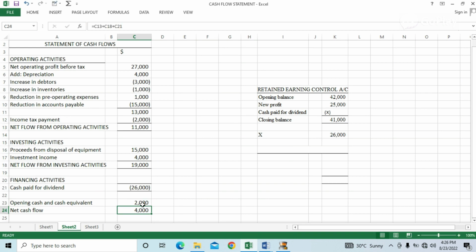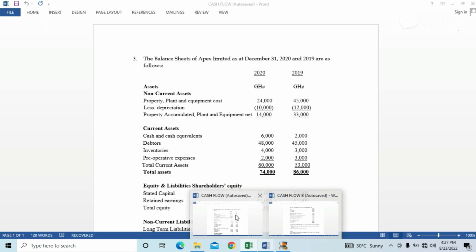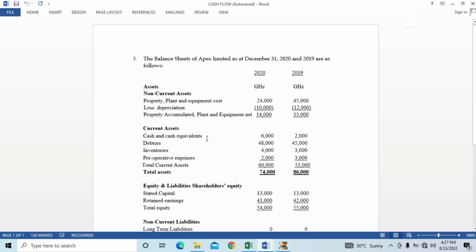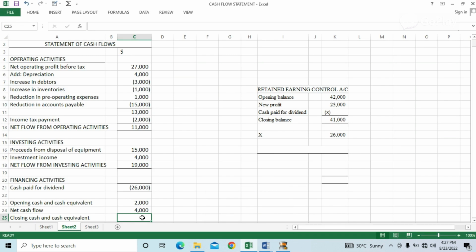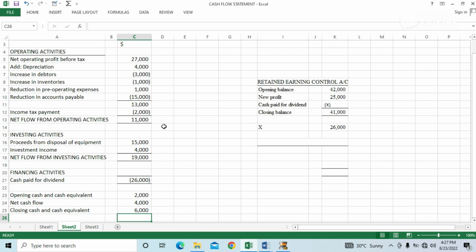So we are trying to see if we do everything and then add it, whether we will get the closing cash and cash equivalent. So let's check how much was the closing cash and cash equivalent for the year 2020 in the current assets. Okay, it's 6,000. If we add what we are getting here, are we having the 6,000? Oh yes, we should be getting 6,000. So I'll just sum it. Yes, so we have our 6,000 intact there. So here ends the indirect method.